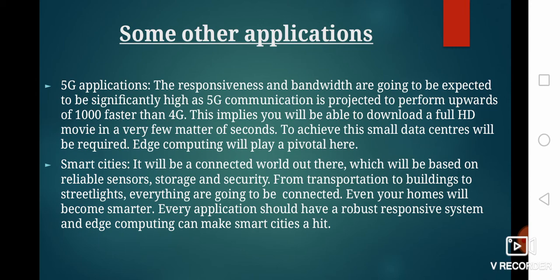Smart cities. It will be a connected world out there, which will be based on reliable sensors, storage and security. From transportation to buildings to streetlights, everything is going to be connected. Even your homes will become smarter. Every application should have a robust responsive system, and edge computing can make smart cities a hit.